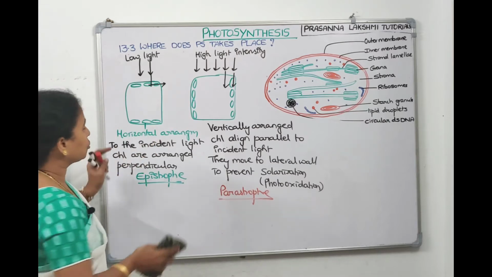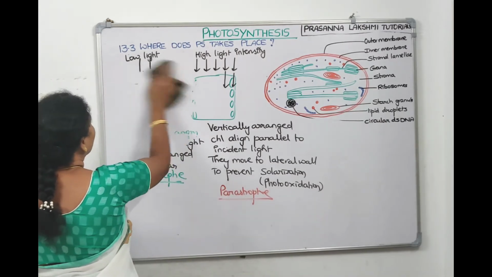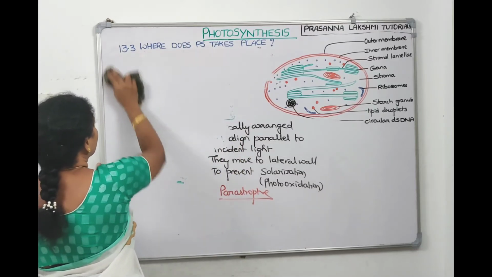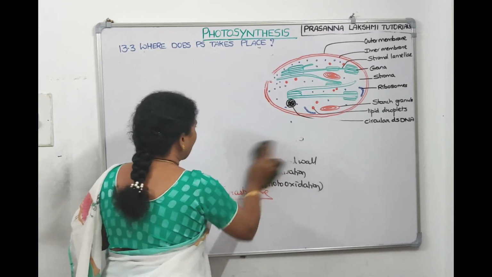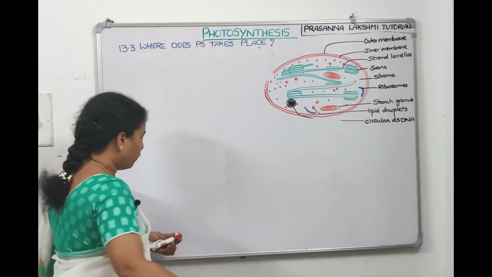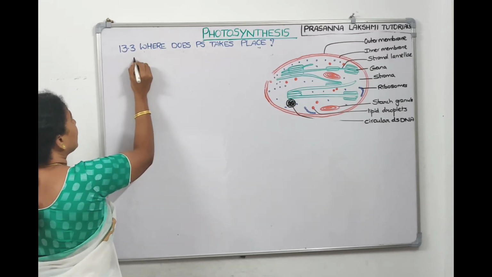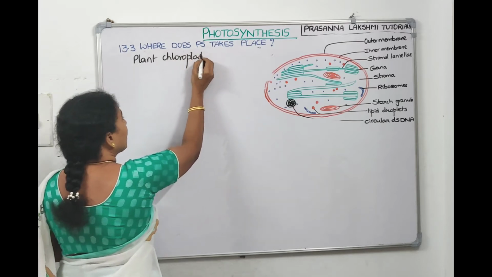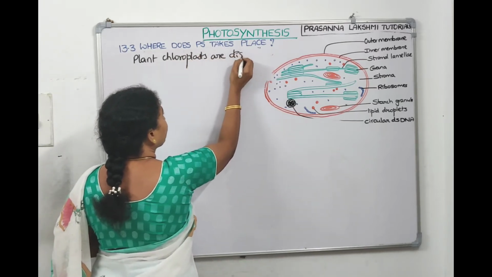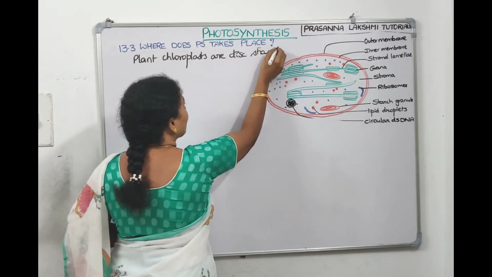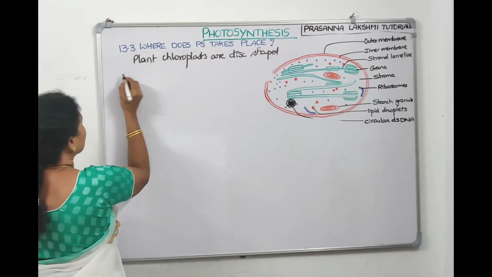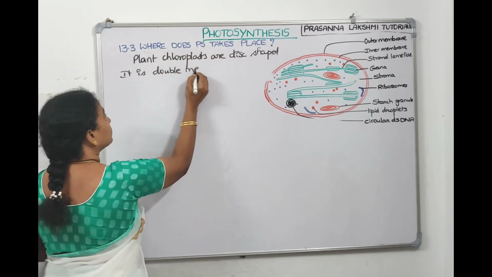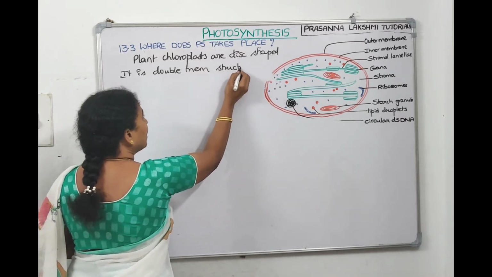Now let us talk about the structure of the chloroplast. See the picture and tell me, chloroplast, is it a single membrane structure or a double membrane structure? The picture is very clear. You can see that there are two membranes, outer membrane and inner membrane. So plant chloroplasts are disc-shaped structures. It has two membranes, right? Chloroplast is a double membrane structure.